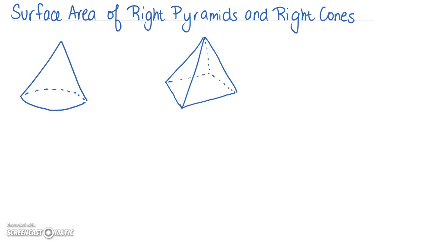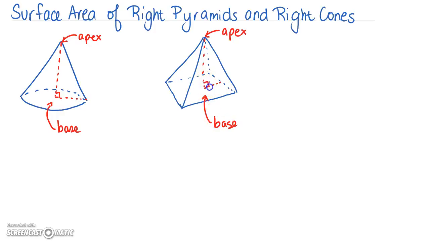Today we're going to look at how to find the surface area of right pyramids and right cones. Now, a right pyramid and a right cone ultimately means that you have a 90-degree angle, like so, between what's referred to as the apex and the center of the base. So this area down here is called the base. Because it makes a 90-degree angle, that refers to it being a right pyramid or a right cone.